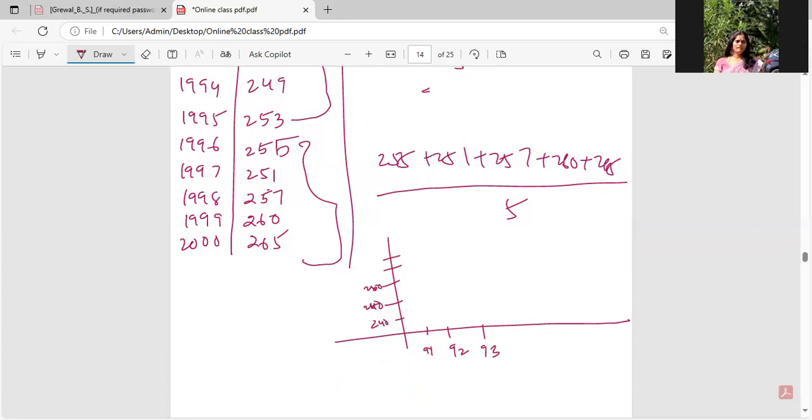So for 91, the value is 242. Somewhere here it would be. For 92, it is 250, so somewhere here it would be. For 93, it is 252, so somewhere here it would be. I'll be plotting this line. Take care, I'll be plotting like this.